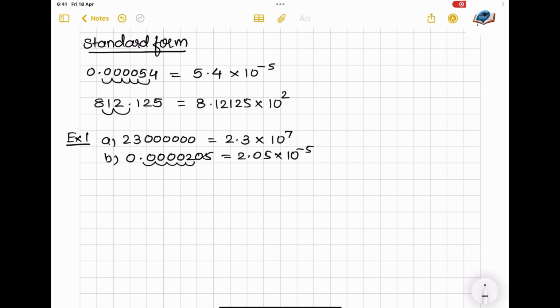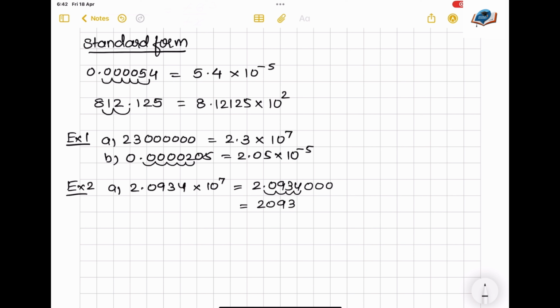Now the second example can be in this form. Write the following in the usual form, that is A1 is 2.0934 into 10 raised to 7. So usual form means the normal form which we write. So this will be 2.0934. Now 7 times the position I have to move on right. So see, 1, 2, 3, 4 and 5, 6, 7. So the point will be after last 0. So 20934 triple 0.